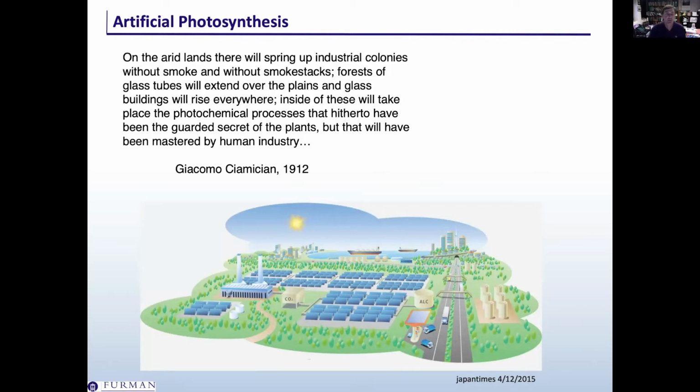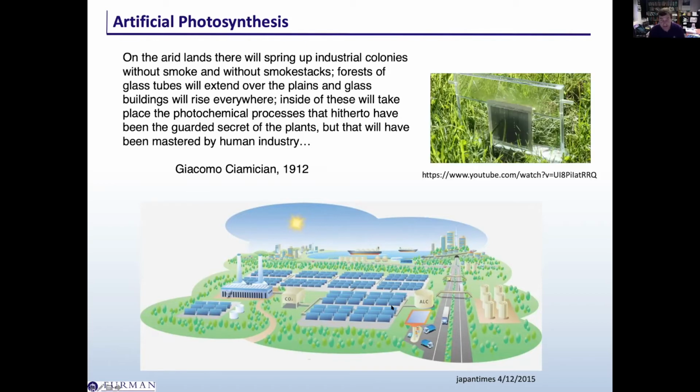Inside of these will take place the photochemical processes that hitherto have been the guarded secret of the plants, but that will have been mastered by human industry. He sees the future, right? He sees the future of solar energy being the way that we go, both industry and the way our electricity goes, right? This is what he envisions, right?